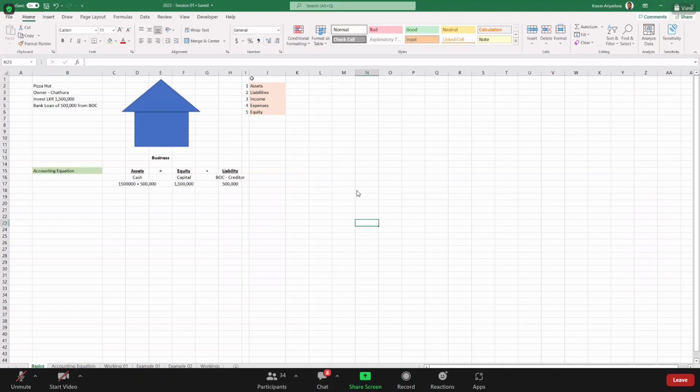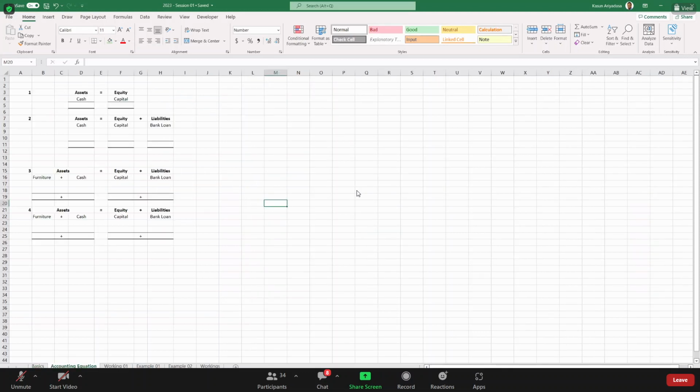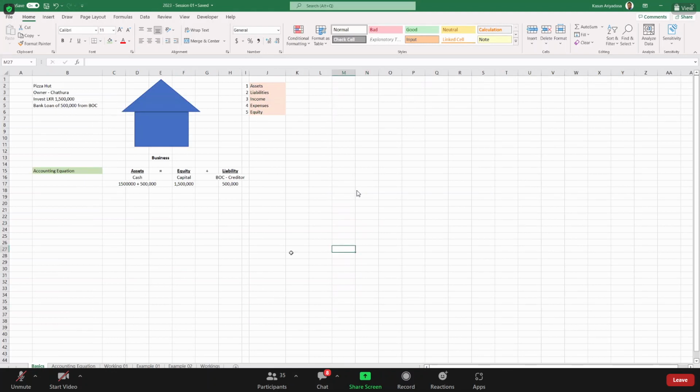We can use the same. First one, owner invest. Now we can use this one. Yes. Or probably let's create a new one here. We have this accounting equation with us. Let's copy that. Assets equals equity plus liability.